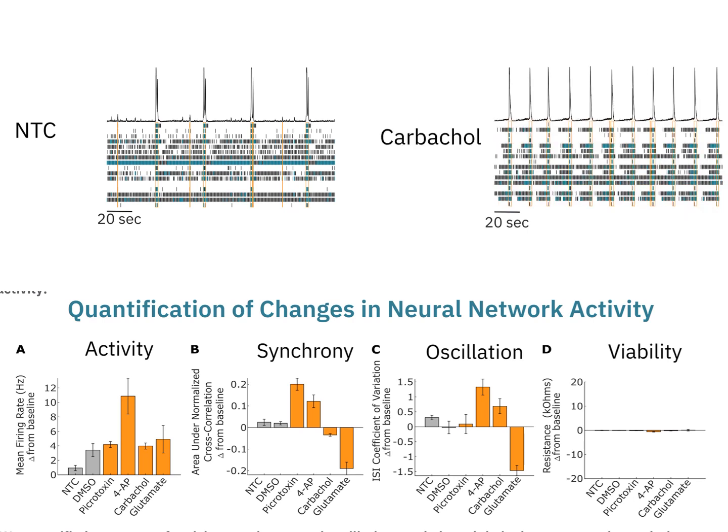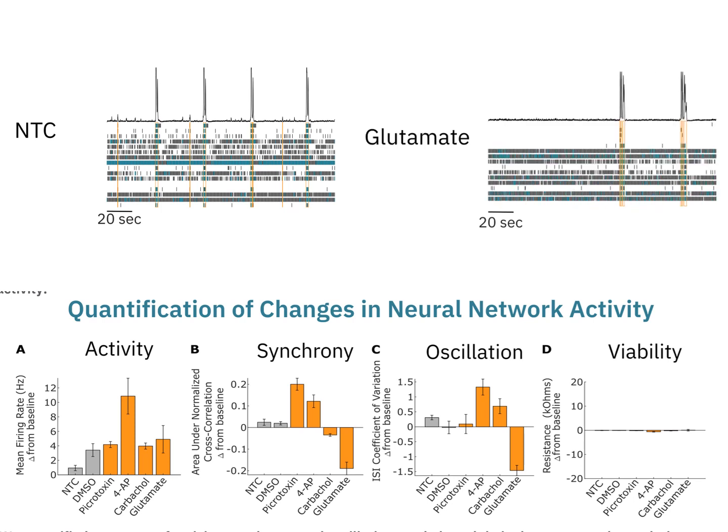Carbachol, a cholinergic agonist, increases activity and oscillations, but induces a small decrease in synchrony. And finally, glutamate, a common excitatory neurotransmitter, increases mean firing rate, but has a sharply negative impact on synchrony and oscillation, suggesting more overall individual activity, but less organized.